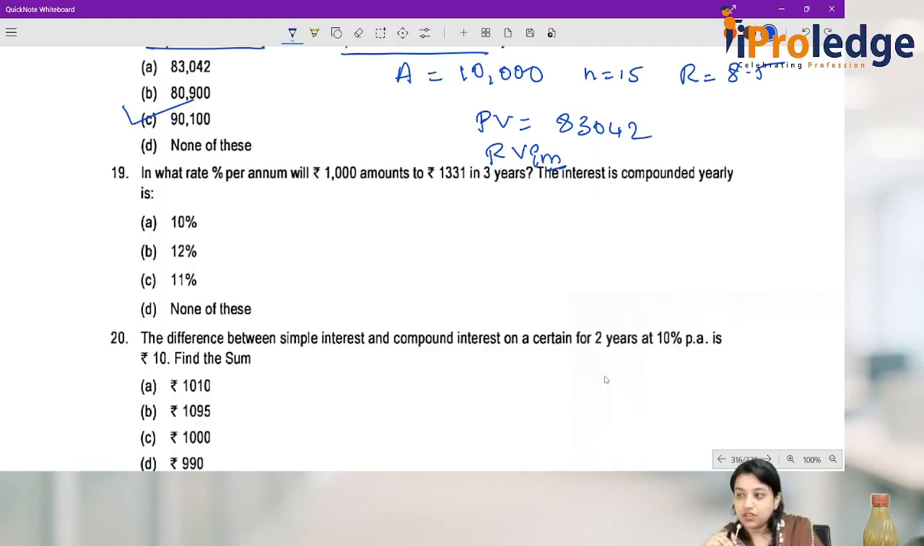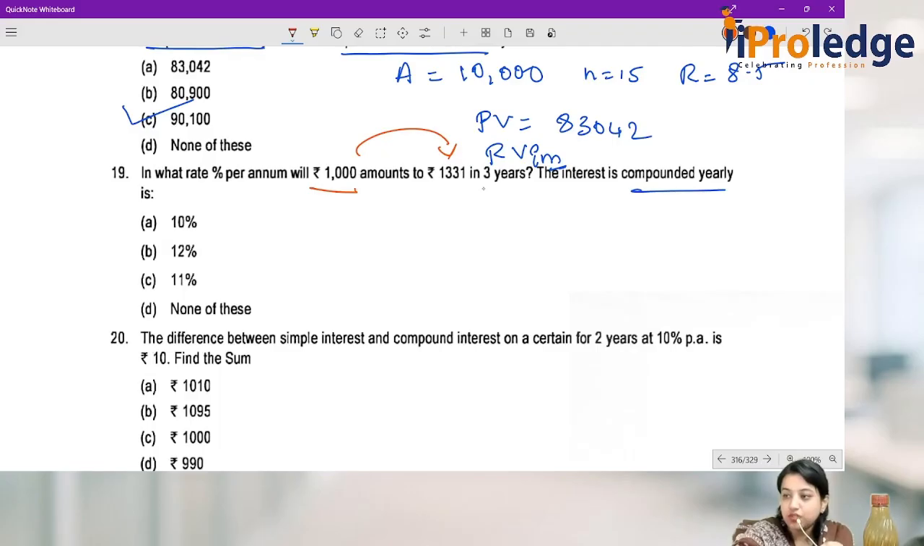You need to be a little faster. That is 90. So that is compound interest. See what they have given: 1000 amounts to 1131, that is, 1000 is calculated with interest included, so accumulated. And this is the number of years.